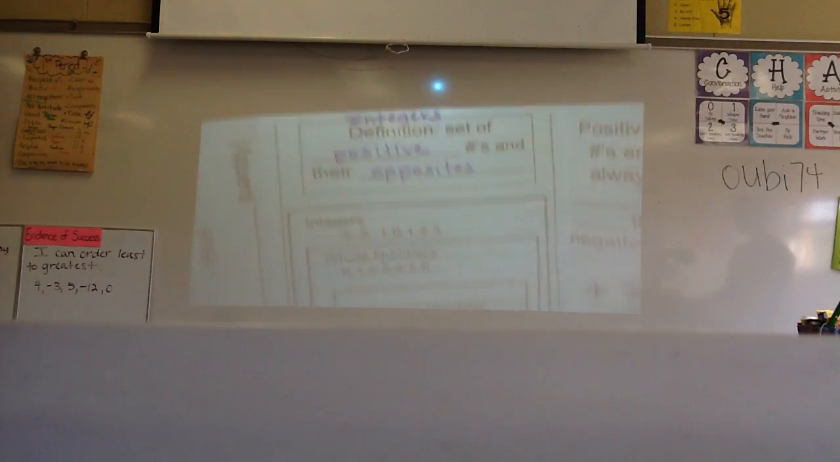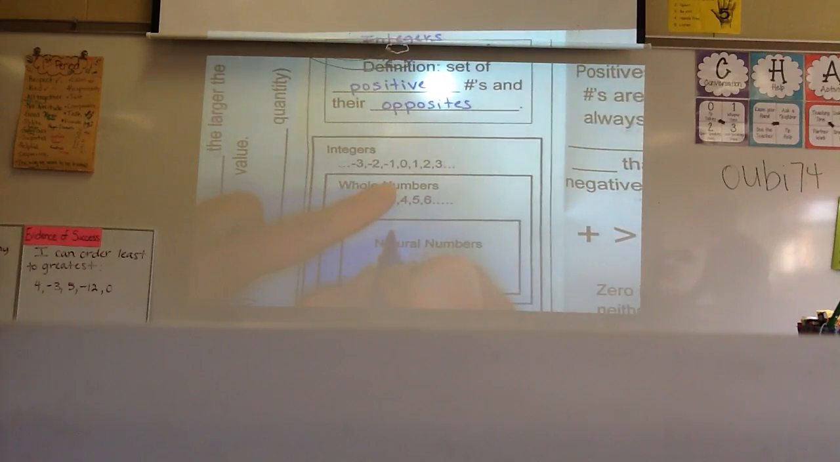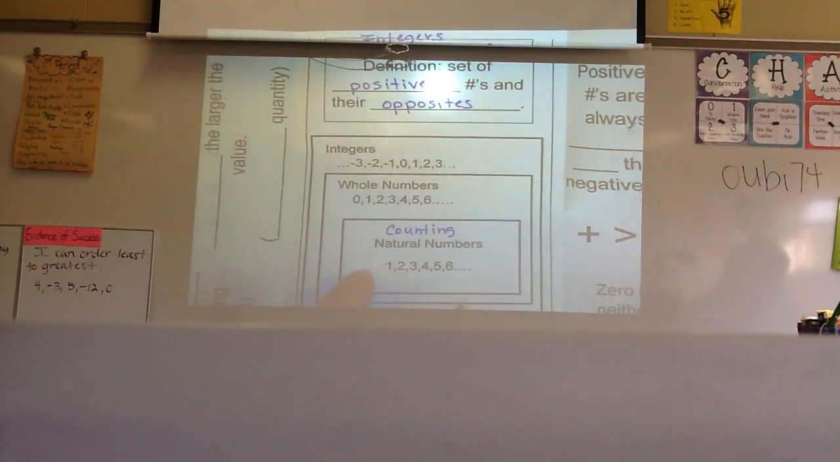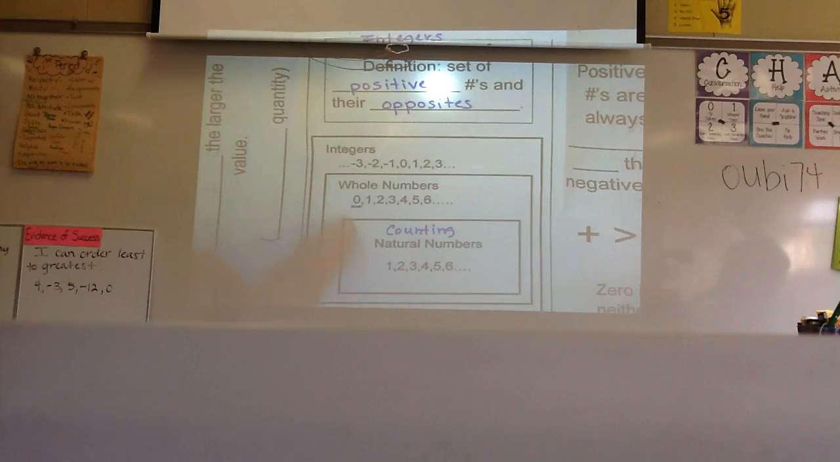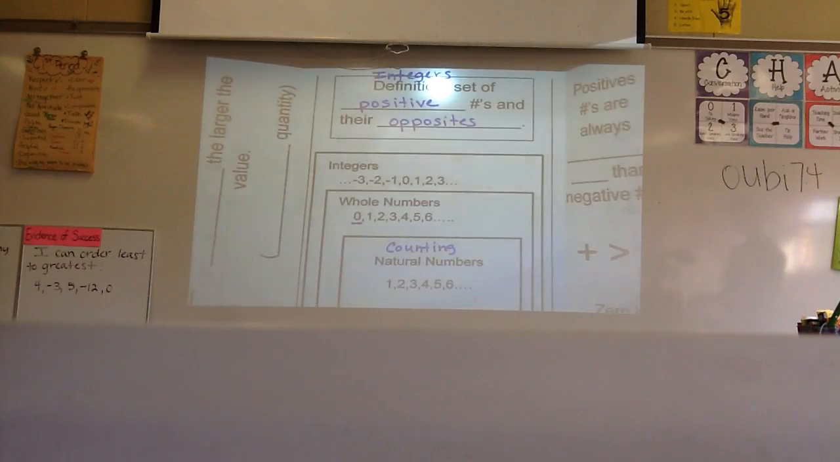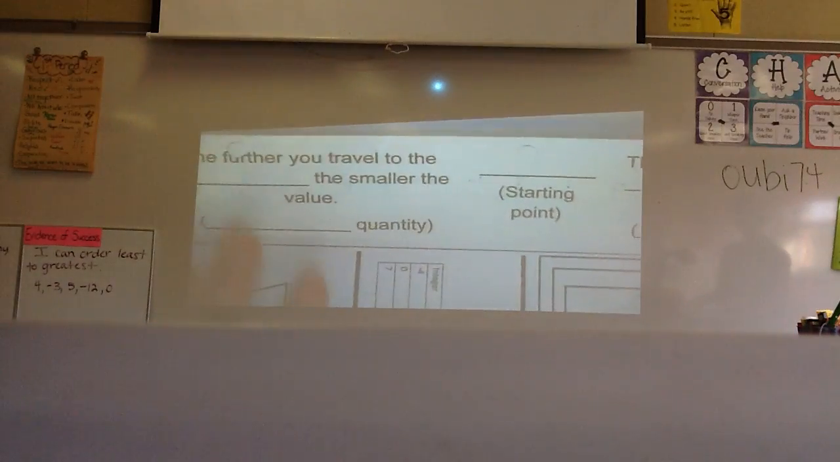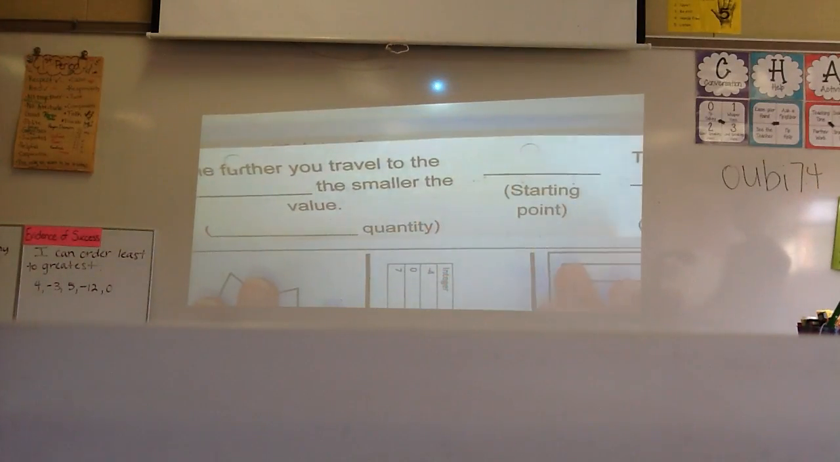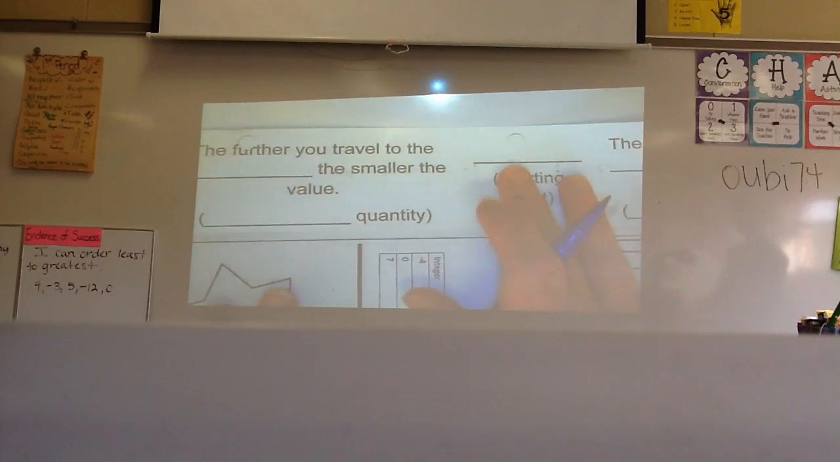Alright, so here you have a little graphic that kind of tells you what we were just talking about. The natural numbers, these are also called your counting numbers because it's what you learn to count with. And start with 1, 2, 3, 4, and then if you add in the 0, that's the only difference between whole and natural. And then if you add in the negative, you have this group of numbers called the integers. Alright, so if we turn this now, this direction, we're going to be answering these questions based on the number line we just drew.